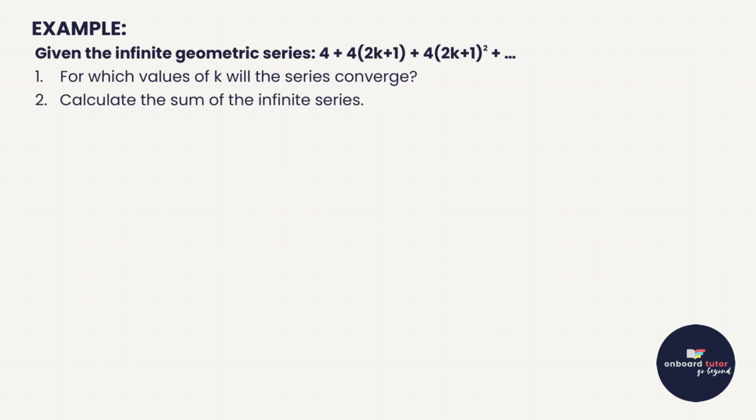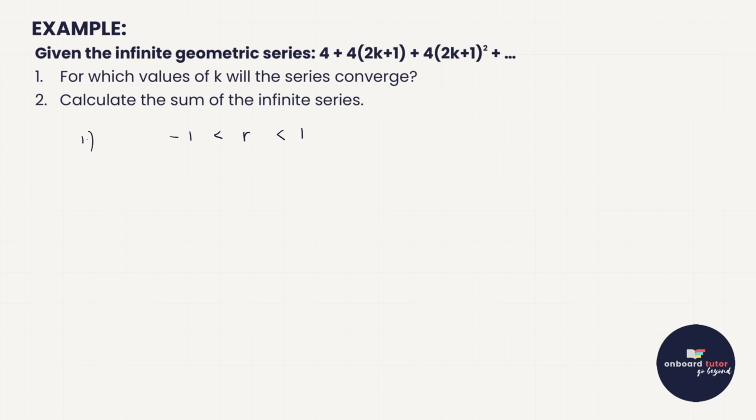Given the infinite geometric series, 4 plus, then our next term, 4 multiplied by (2k + 1), plus our next term, 4 multiplied by (2k + 1) squared. Okay, so we can almost guess that the next term is going to be 4 multiplied by this bracket to the power of 3. Okay, for which values of k will the series converge? So again, we apply just the formula part that we need. Okay, and we know that when the r value is bigger than -1 and smaller than 1, that's when a series converges. Okay, and if a series converges, that's when I'm allowed to calculate the sum to infinity.